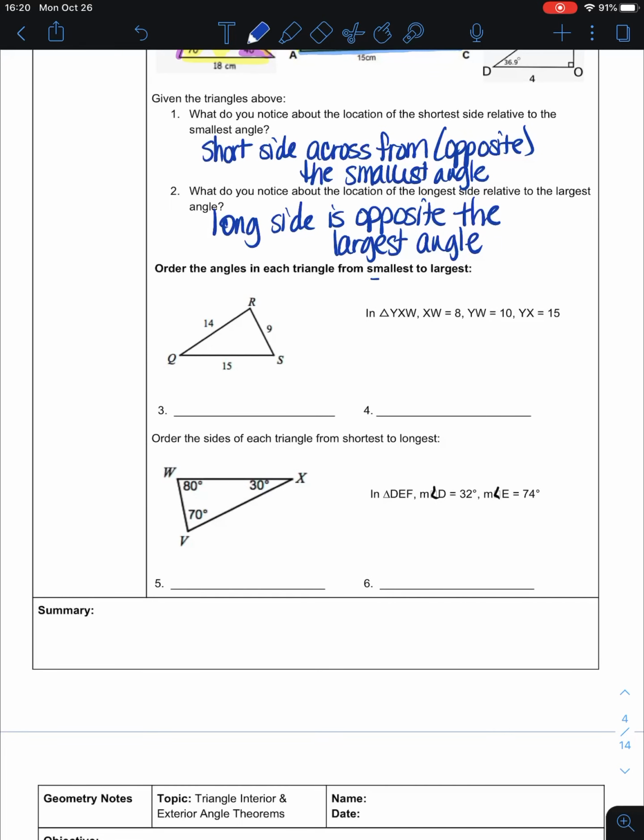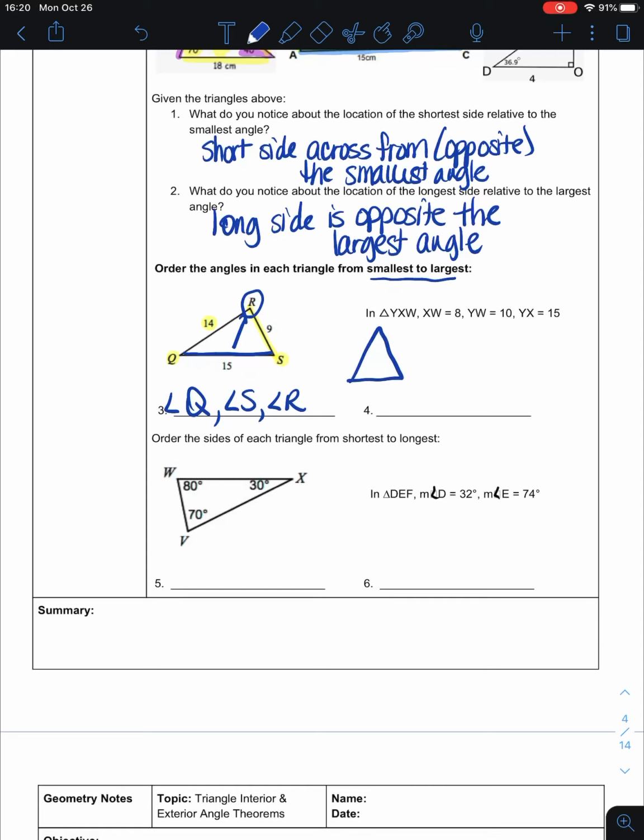So it says order the angles in each triangle from smallest to largest. In order to find the smallest angle, we need the shortest side. So my shortest side is 9, which means that angle Q has to be my smallest angle. And then after that, I have my medium length, which is 14, which goes with S. So S has to be my medium. And then my longest side is 15, which is across from R, or formed by R. And so angle R then has to be the biggest.